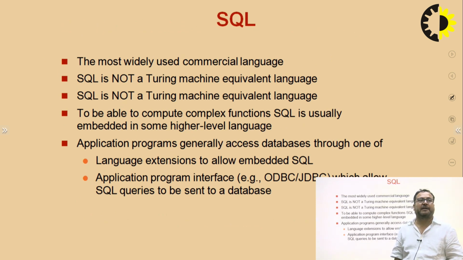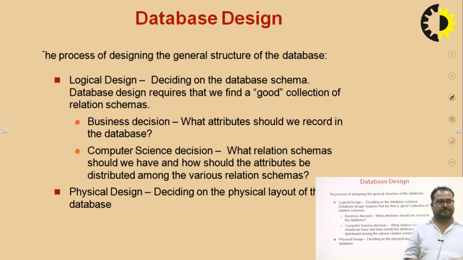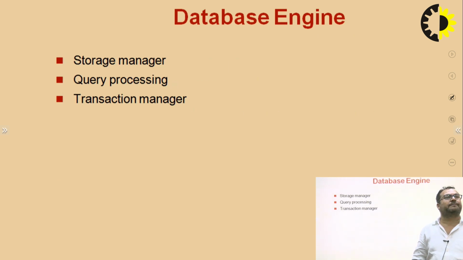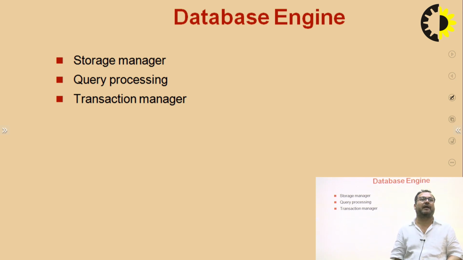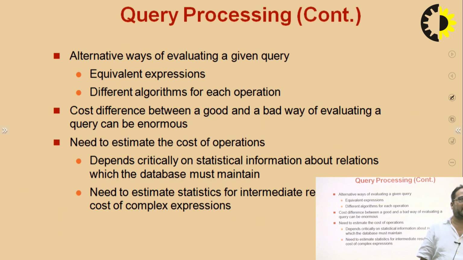SQL is basically the standard for how you are going to query. We have already covered that. Next one is the database engine. The database engine basically has three parts: one is the storage manager, second is query processing, and third is the transaction manager. Query processing includes three phases: parsing and translation, second is optimization, and third is evaluation.